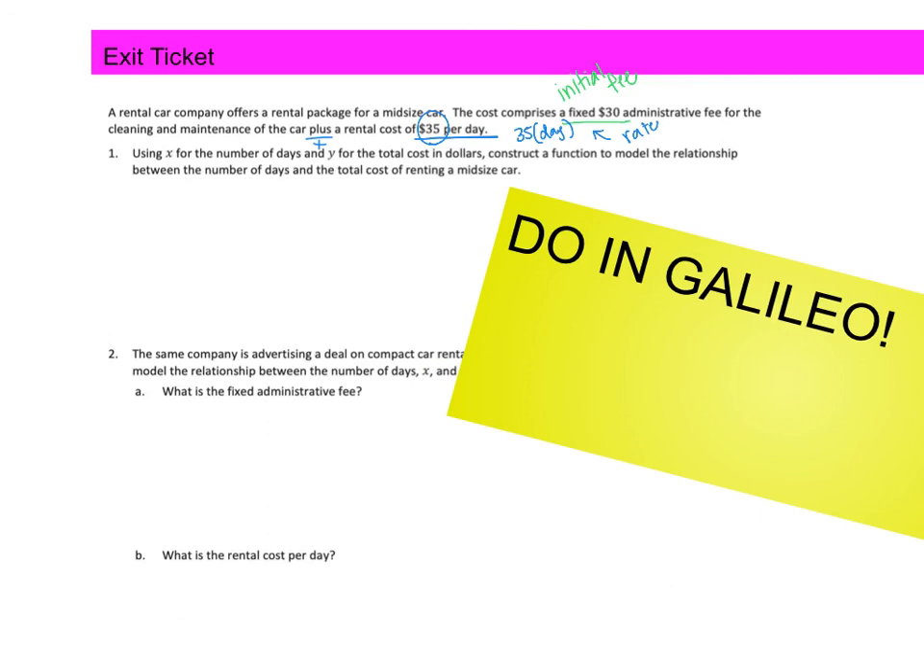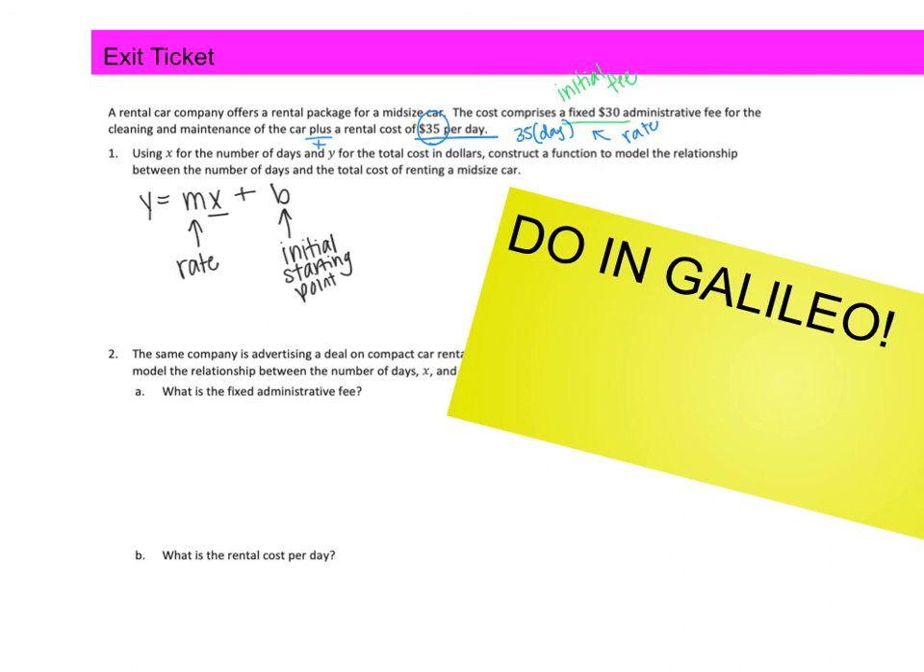For that situation, number 1 says using x for the number of days and y for the cost in dollars, it wants you to create a function to model this relationship. So essentially it's saying write an equation in y equals mx plus b format. All right, that's going to be your first question. Remember that m is your rate, and b is your initial value or your initial starting place. How much do you pay just to begin with, okay? And this is how much you pay per something. So you're going to write that in, okay? That's your first part.